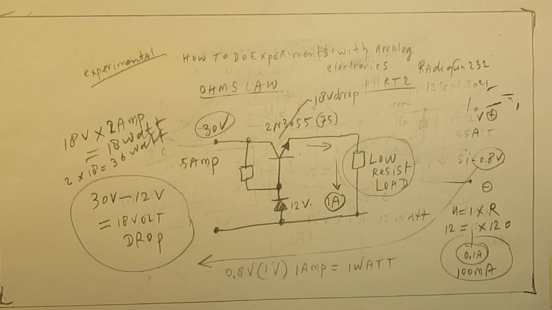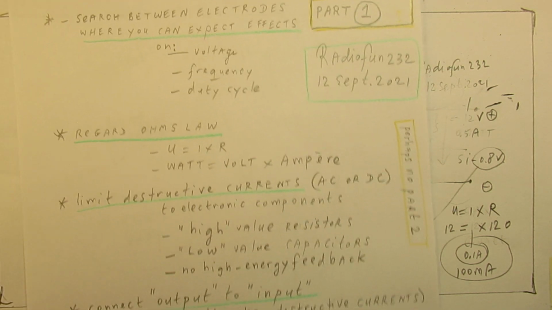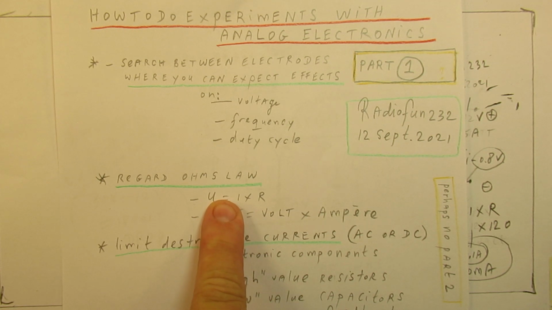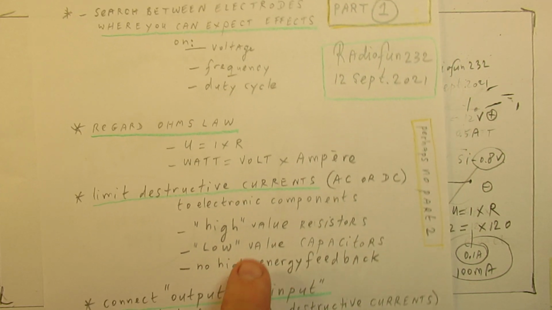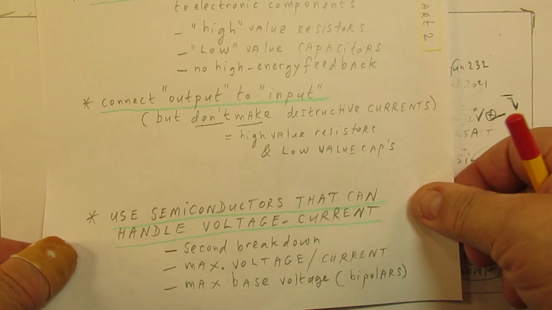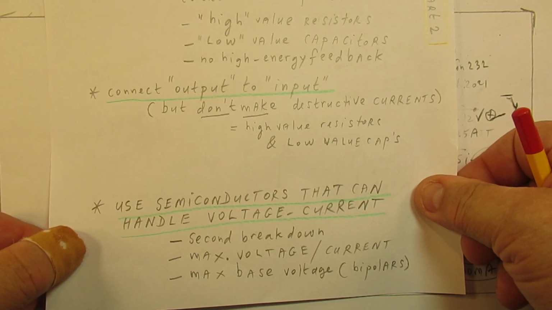These are, say, the things to take in account regarding Ohm's law and limit destructive currents, and use semiconductors that can handle the voltage and the current.